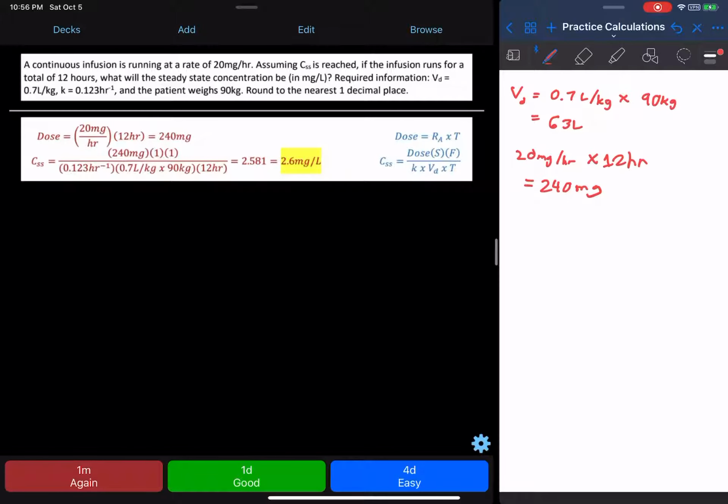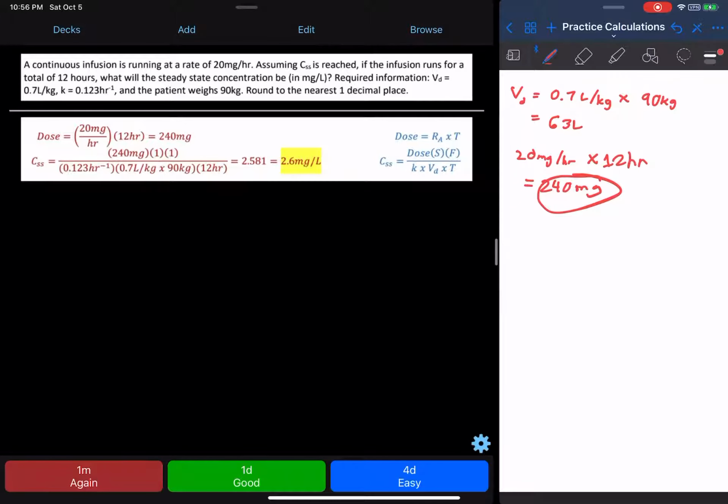Okay, so it looks like there's a formula for this. So rate of infusion times time first, times 12 hours is equal to 240 milligrams. Oh, kind of did that over here for the first part. I just didn't have the final equation for a steady state.